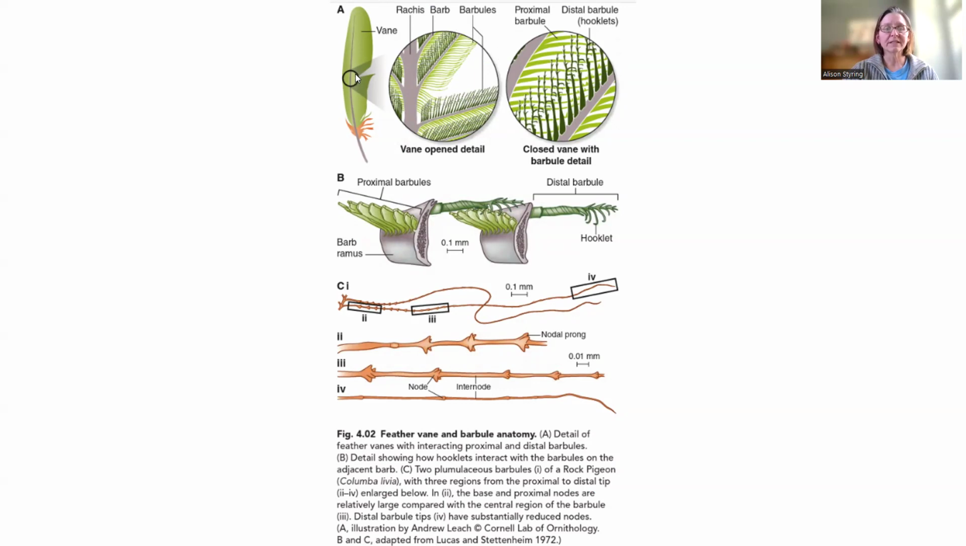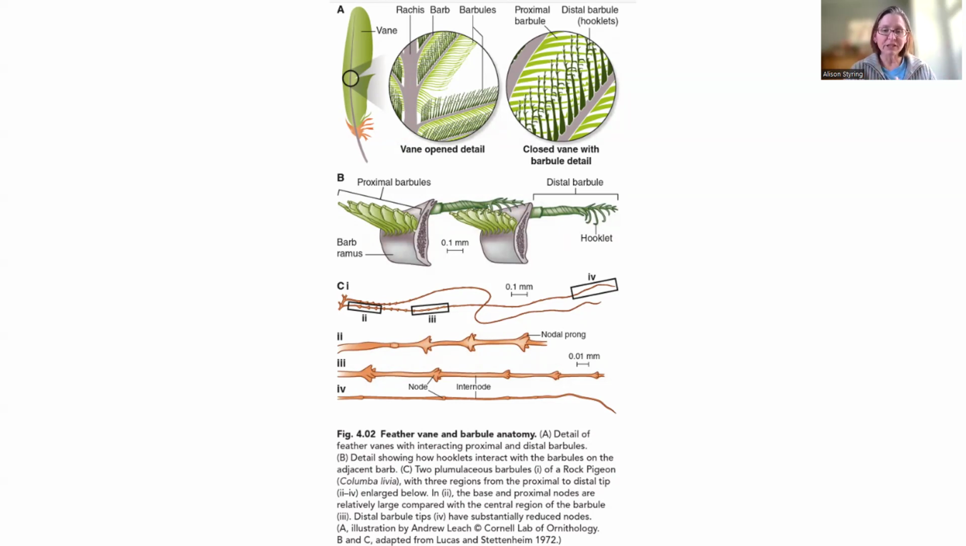So barbules that are facing distally, so the barbules that are facing towards the tip of the feather, have this series of hooks on them, little looped hooks. And then these barbules that are facing proximally, facing in this direction towards the calamus of the feather, they don't have those hooks, but they have this little curved structure. So when those barbules overlap, you get this hooking of the two barbules together from two different barbs. And that keeps the feather kind of locked together and gives the feather this very strong yet light aerodynamic property.